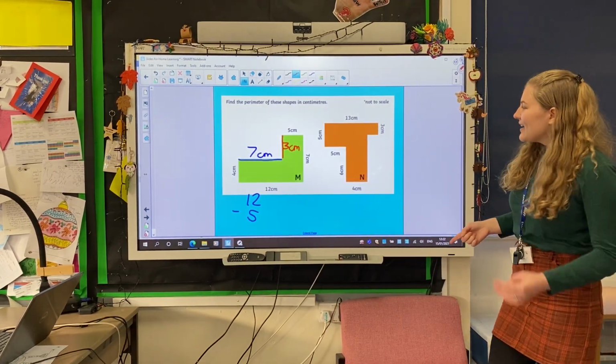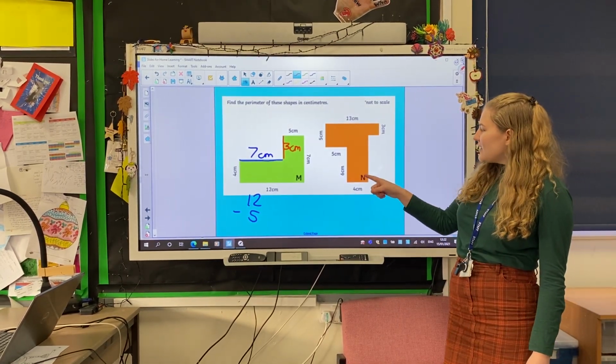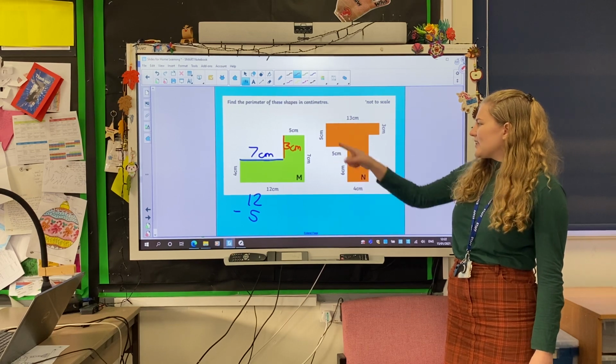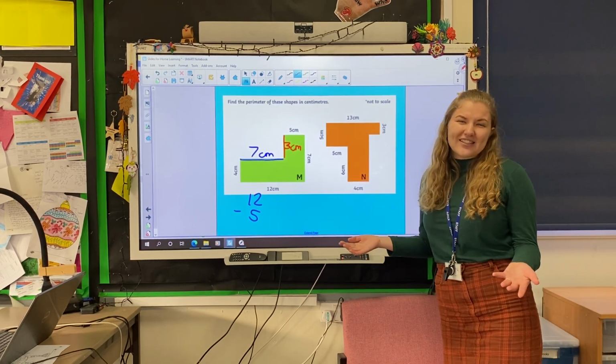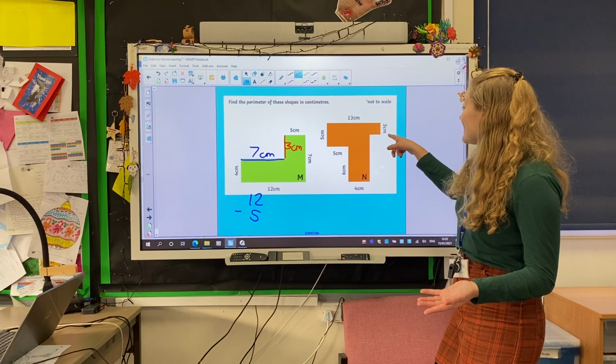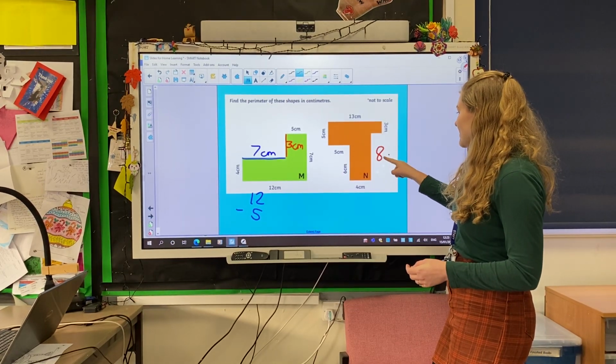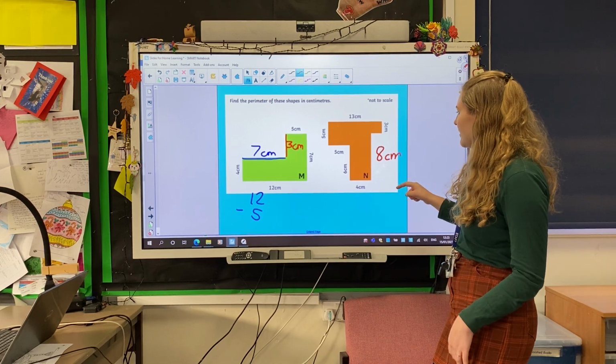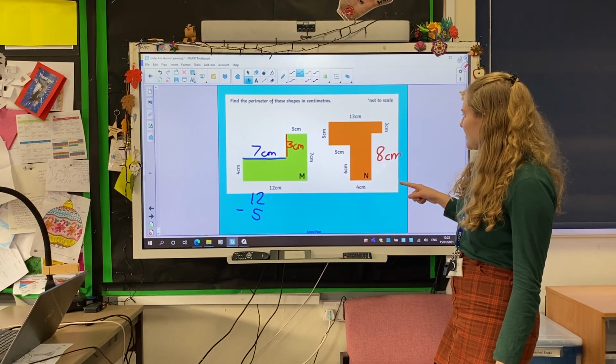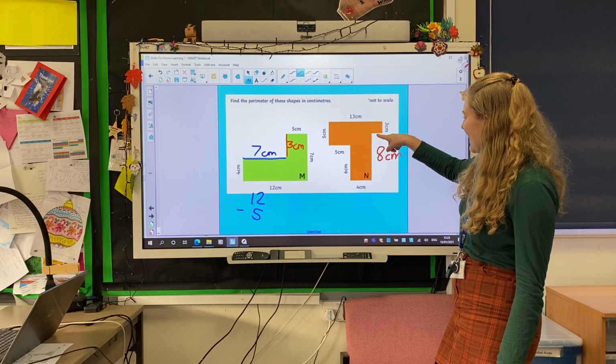Very, very similar. So here we know that this length is 6 and this length is 5, so we can add up 5 and 6 to get 11, and then take away 3 is going to be 8 centimetres. Lovely. Is that the only one missing there? Oh, we've got another one here.